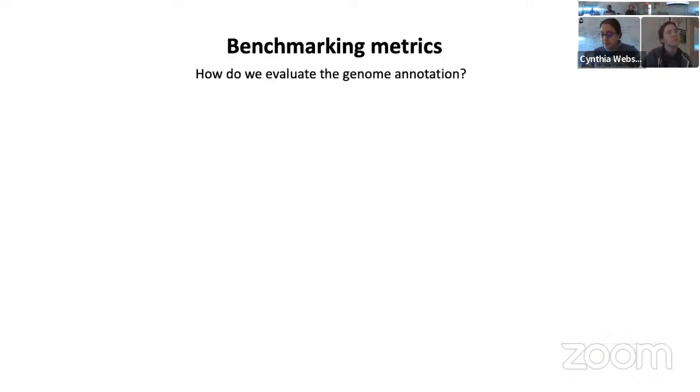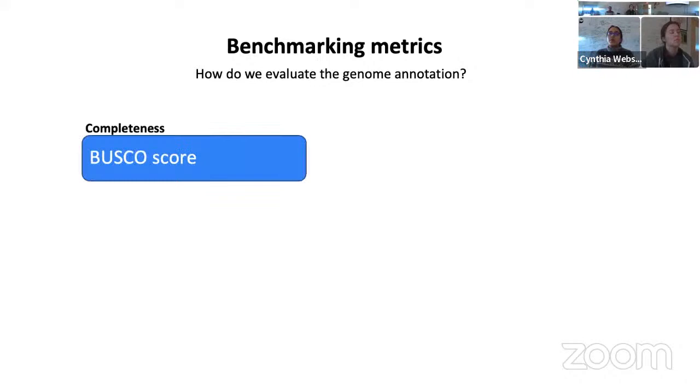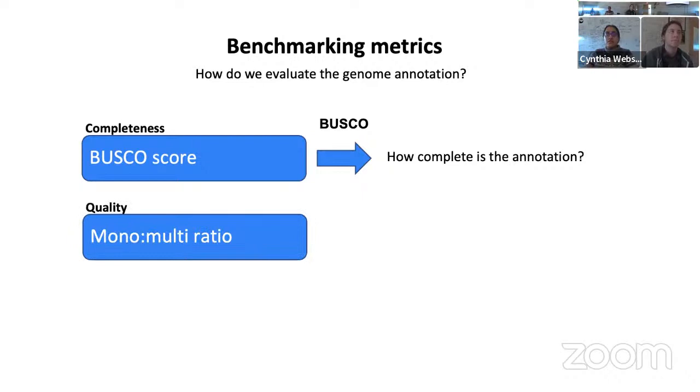So as I said before, non-ML models do not have an F1 score, so we can't really benchmark them. But how do we truly evaluate a genome annotation if we don't have this F1 score? BUSCO score is known to be used as a measure of completeness, and we use this to assess how complete the annotation is.